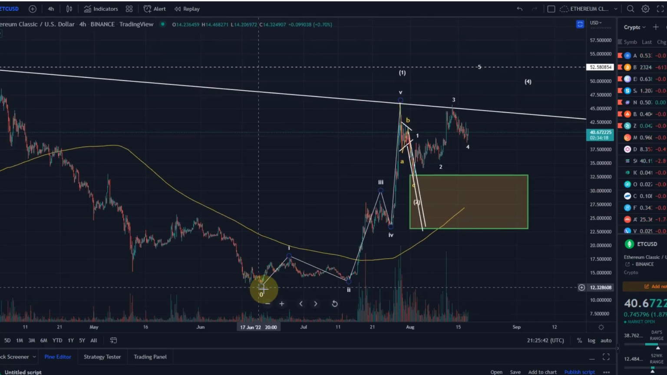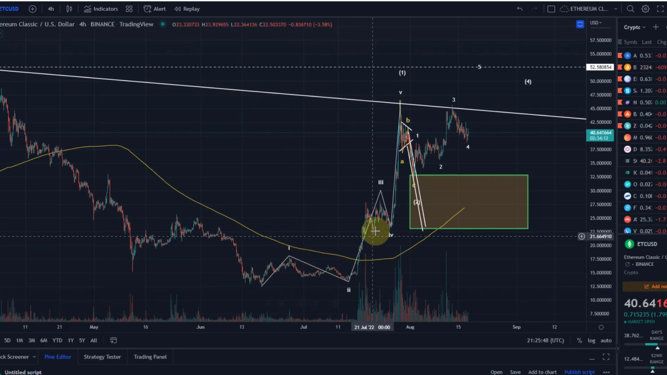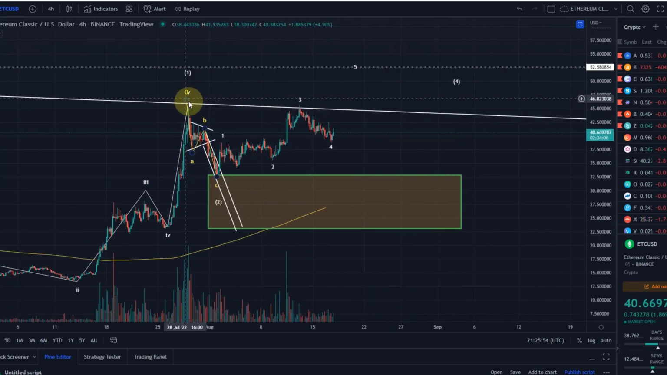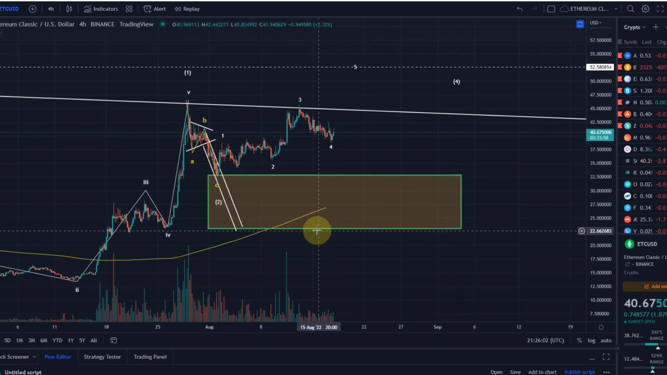Overall, where do we come from? From the low here in June 22. We moved up very impulsively in a wave 1, came down in a 2, moved up in a 3, down in a 4, and moved up in a very, very long wave 5. We then came down, up here somewhere around $40. I told you we will probably come down now in a wave 2 correction into my target range here in green between $23, basically the wave 4 low here, and $33.